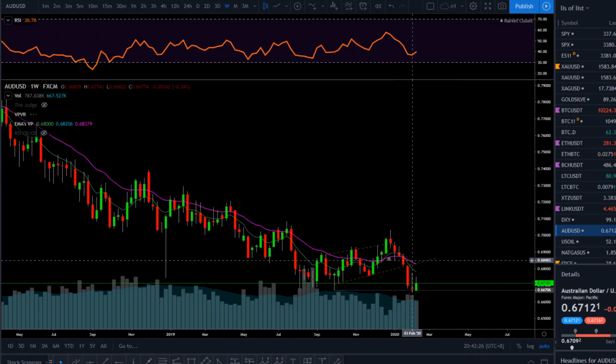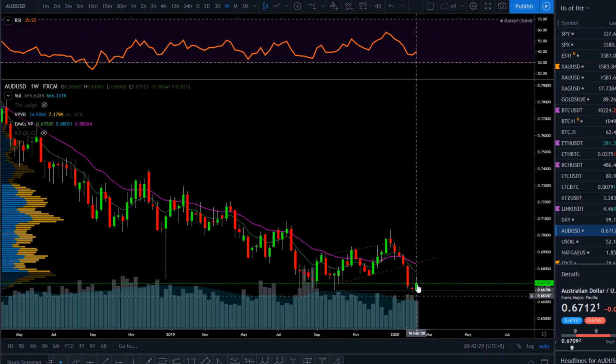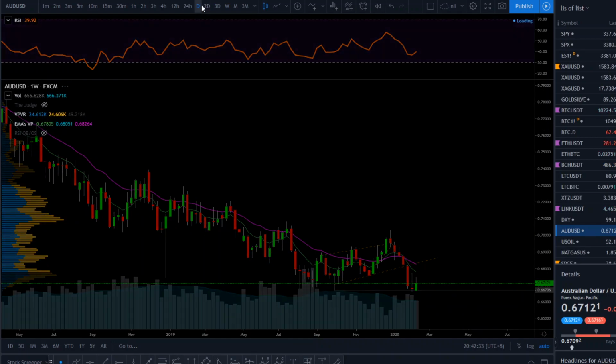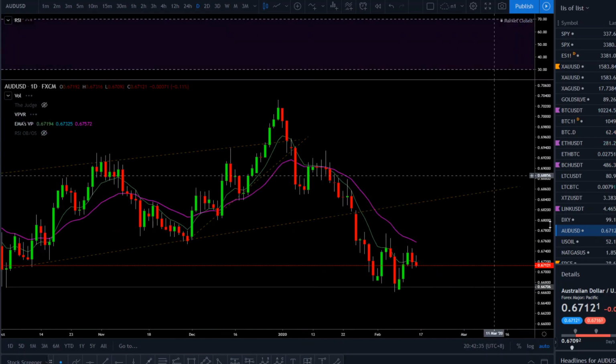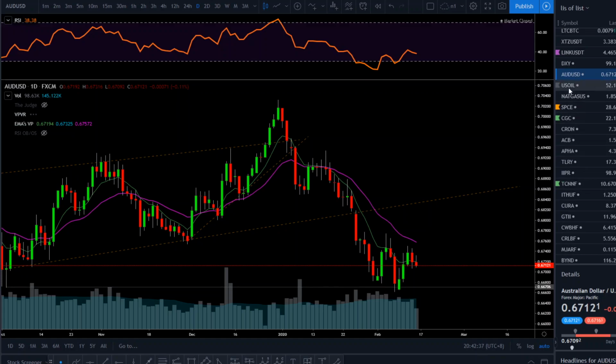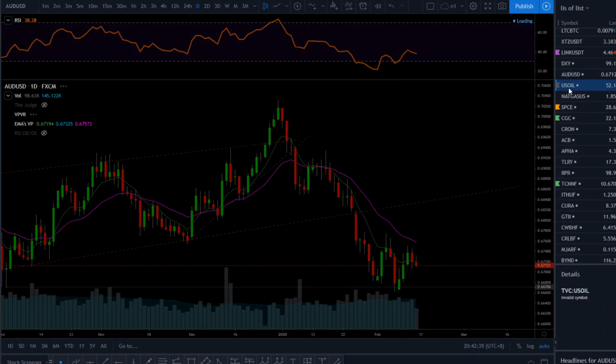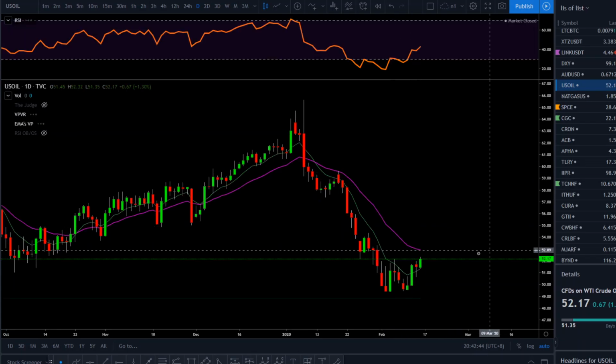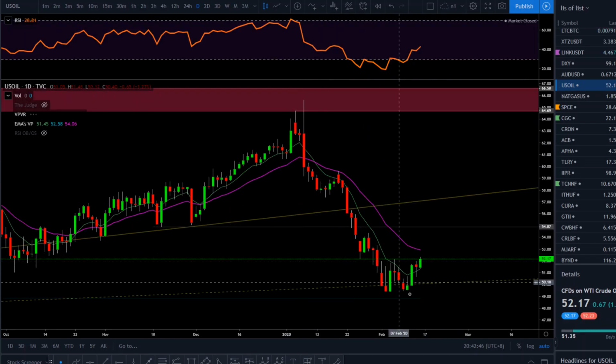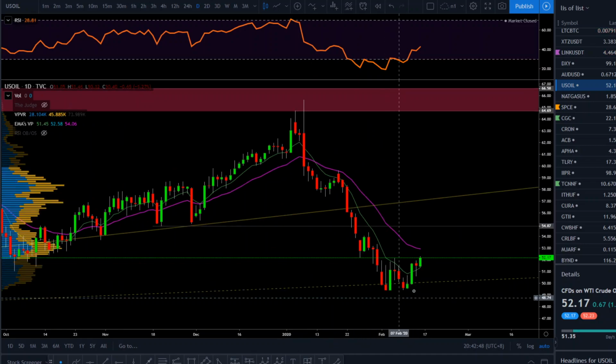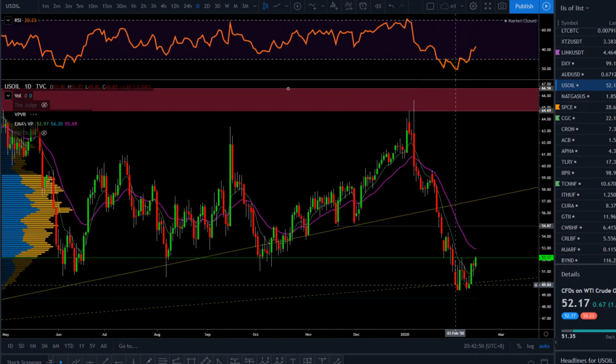We had a bear flag here, confirm. A bit of a bounce trying to happen right now, but nope, it's not happening. So what else? Let's have a very quick look at US oil. It looks pretty crap as well. It had a massive smash through. It's getting supported by this trend line that I drew though.